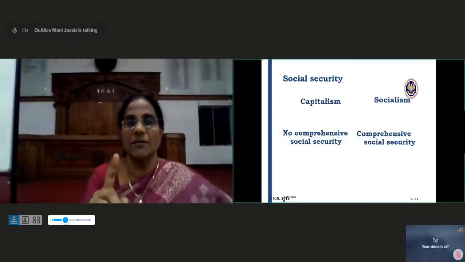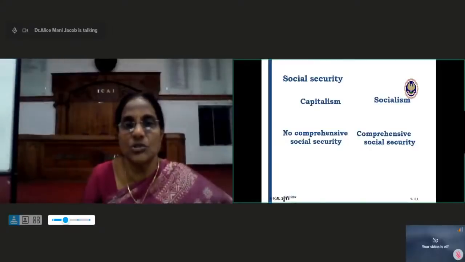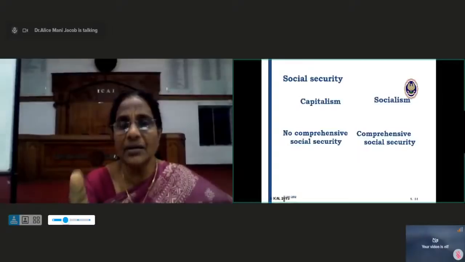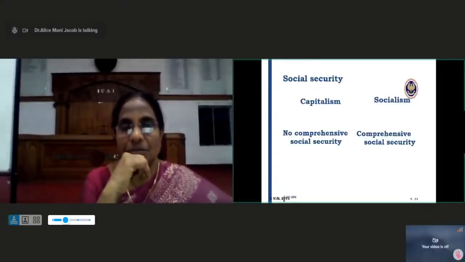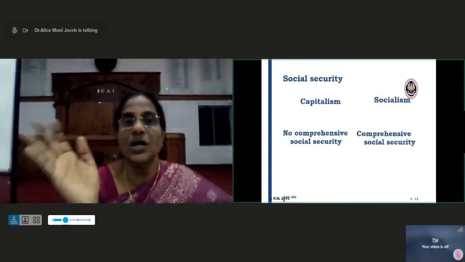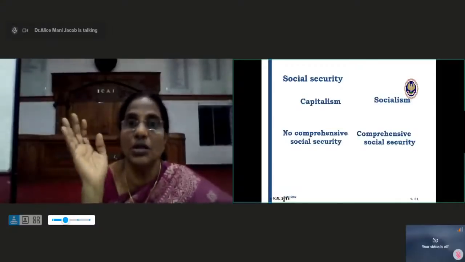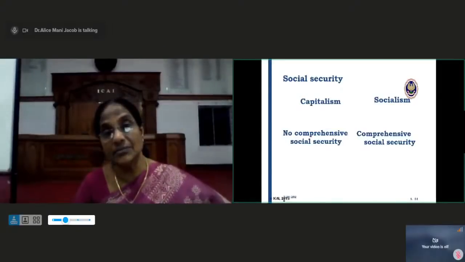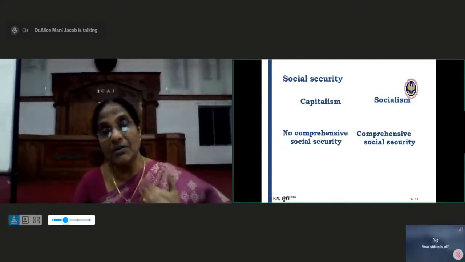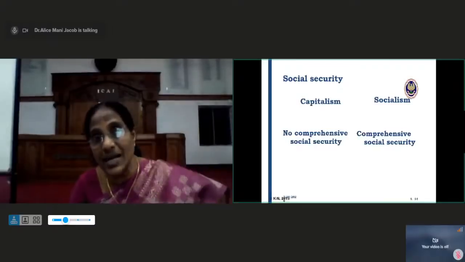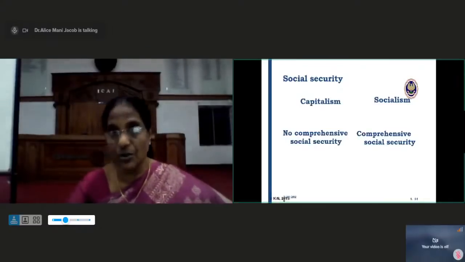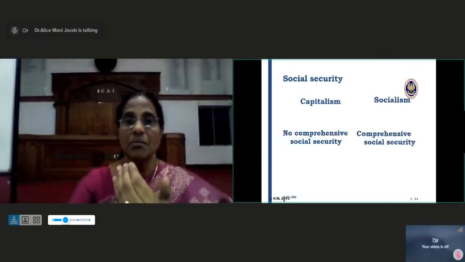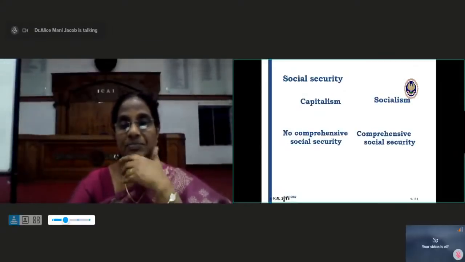In socialism, there is comprehensive social security: from everyone according to their ability. If I am able to work, you work. If you are not able to work, don't work. But to everyone according to their need. Whatever is my need, food, clothing, shelter, it will be satisfied. And that is social security, right? So social security is there under socialism, but not under capitalism.